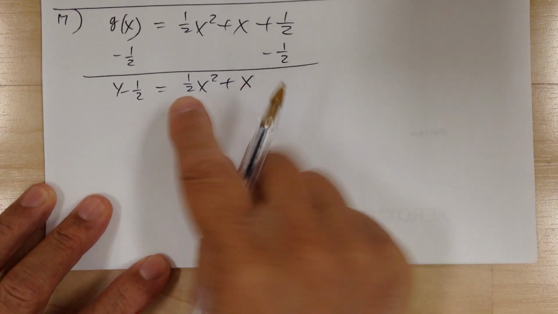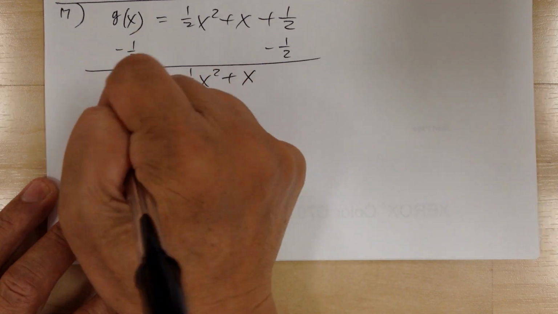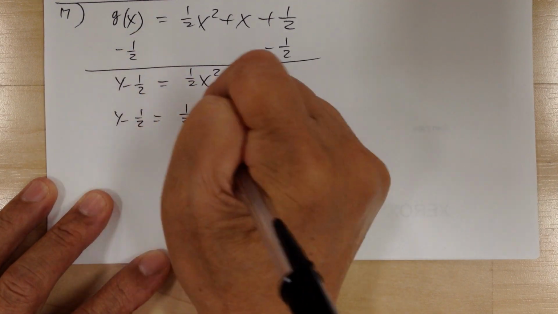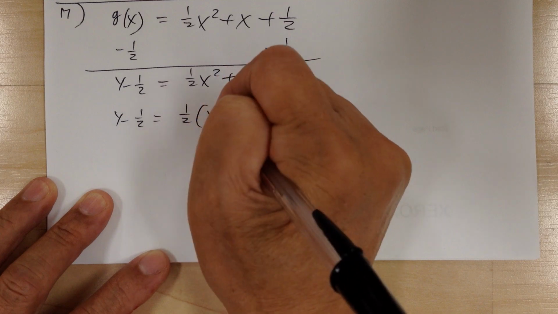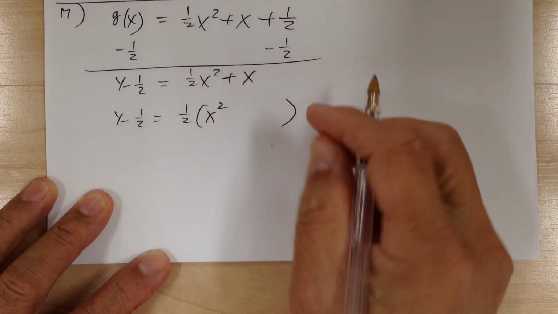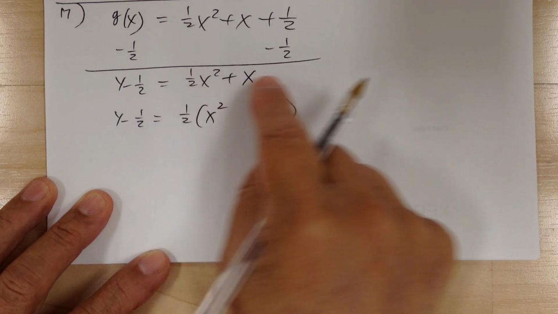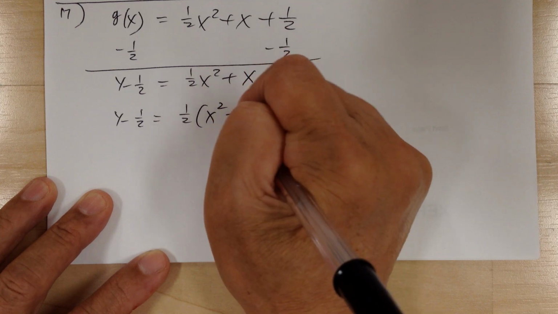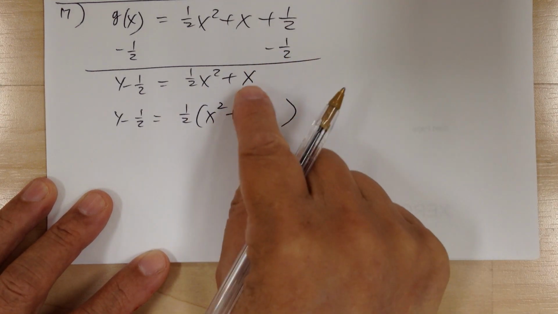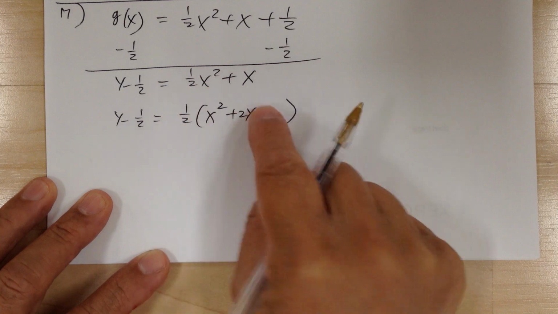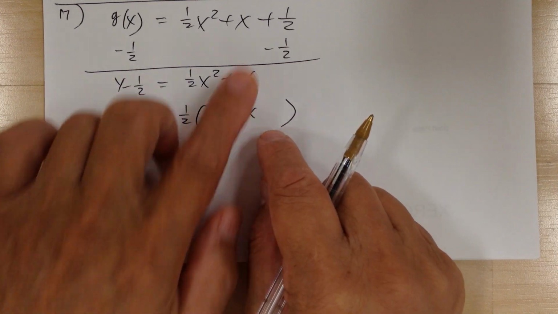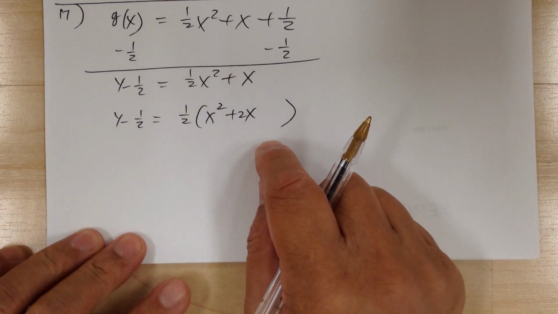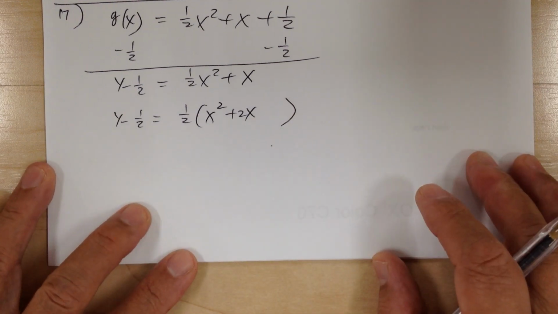Next I need to factor out the 1/2, like a in ax squared. Now when I factor out 1/2, this would become plus 2x. And you can check: this times that gives me that, right? I can multiply, you get that, multiply, you get that. 1/2 times 2 gives me 1. So again, you have to know how to factor.